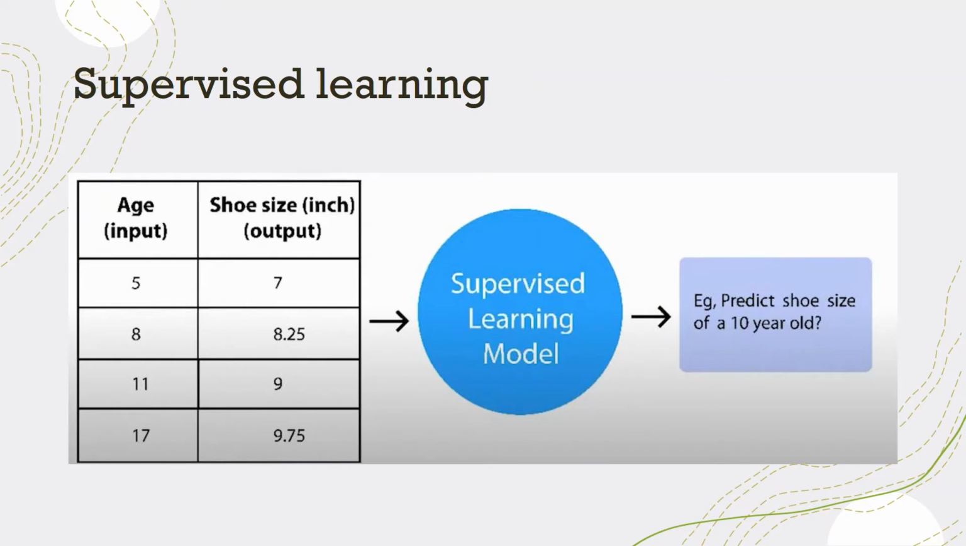Number one, supervised learning. It involves a series of functions that maps an input to an output based on a series of example input-output pairs. For example, if we have a dataset of two variables, one being age, which is the input, and the other being shoe size as output, we could implement a supervised learning model to predict the shoe size of a person based on their age.